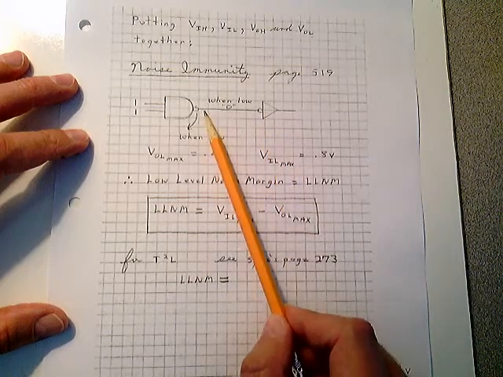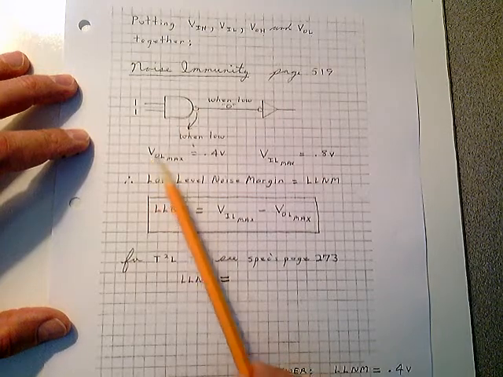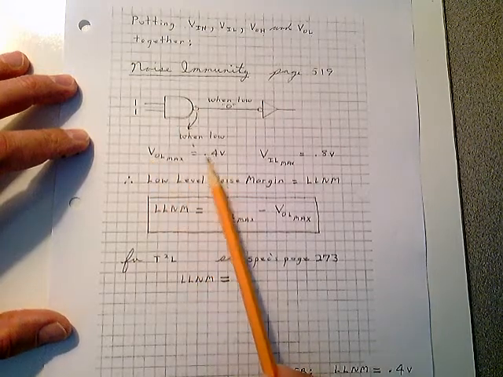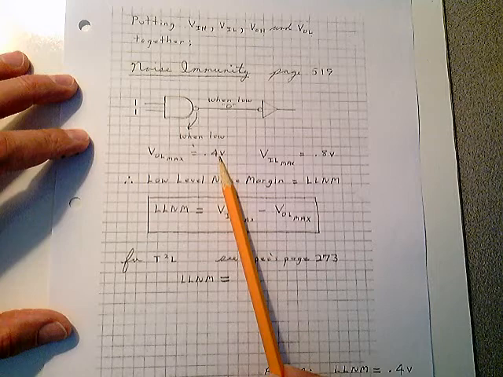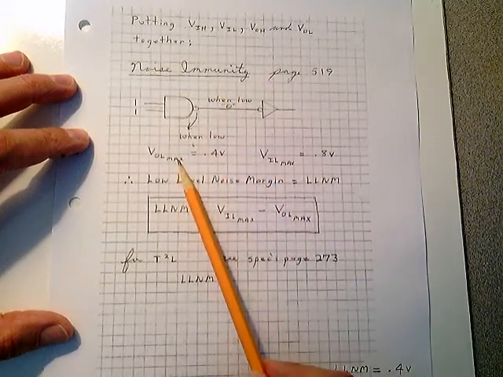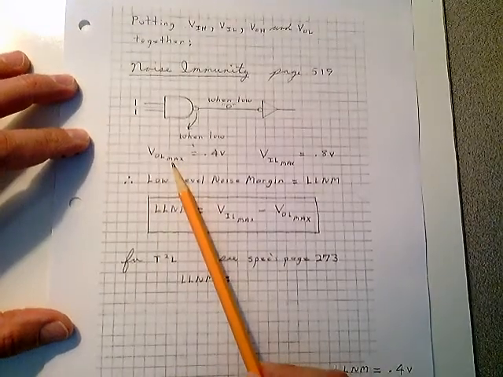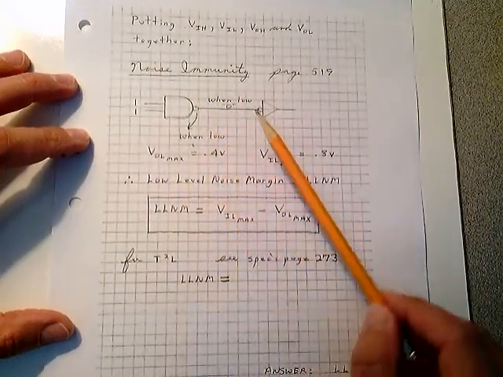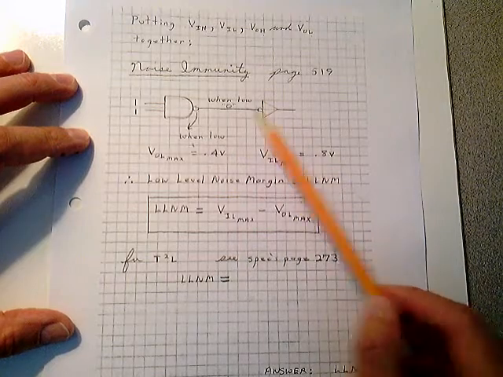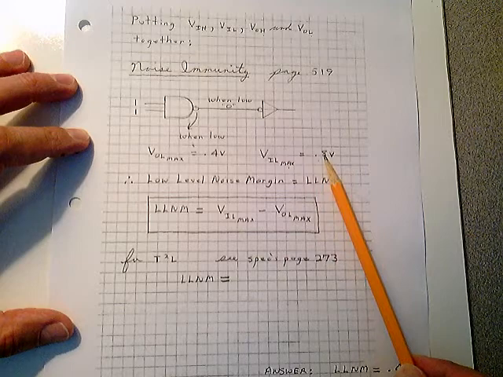This line is low. When this line is low, the low-level output voltage cannot get any greater than 0.4 volts. Keep that in mind. That's in the specification. That's why it's specified as a max. Low-level output voltage, the maximum it can be is 0.4 volts here. And what about the input voltage here? What's it expecting? The low-level input voltage max is 0.8 volts.